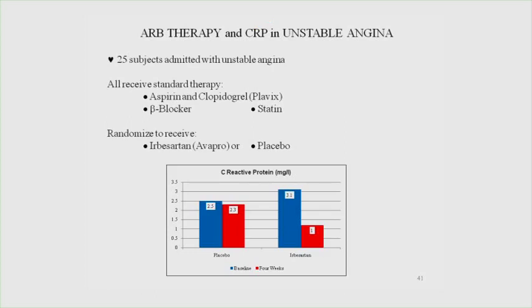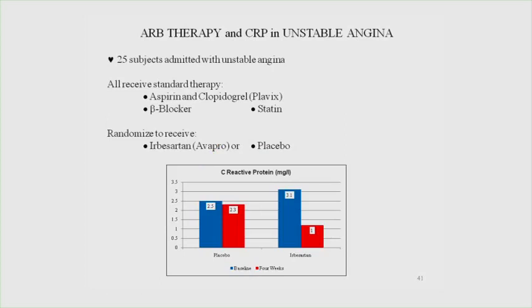So let's look at the potential benefits of angiotensin receptor blockade in patients with unstable angina. We're going to look at their CRP levels. 25 patients admitted to the hospital with unstable angina all receive standard medical therapy, aspirin and Plavix, which is our most powerful antiplatelet agent. They get a beta blocker, they get a statin, and you randomize them to receive an angiotensin receptor blocker, an ARB. This is irbesartan, and its trade name is Avapro, or placebo.